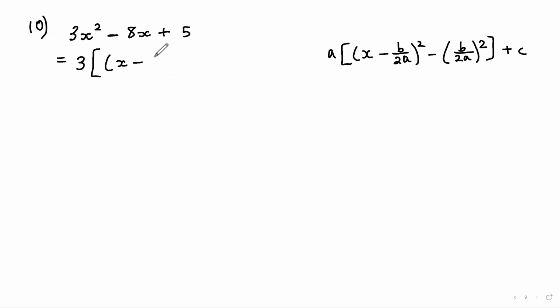8 over 2a. So what is a in this expression? 3. So then if a is 3, then 2a would be 6. So it'll be 8 over 6, right? And then minus.